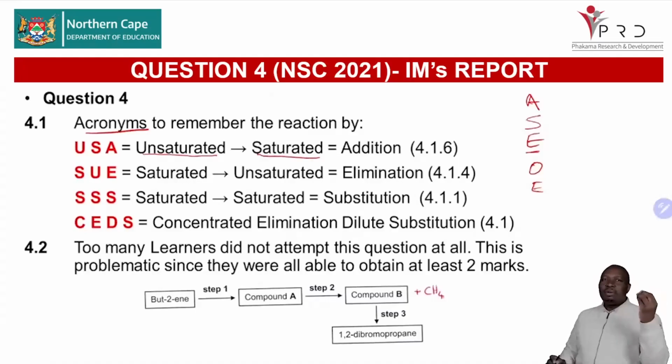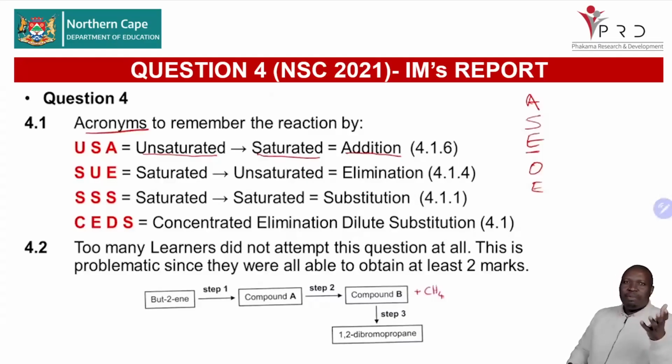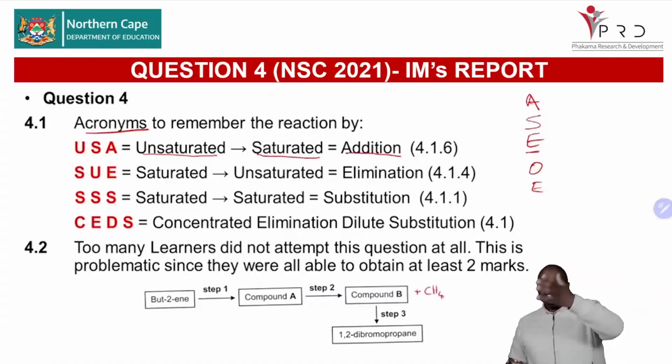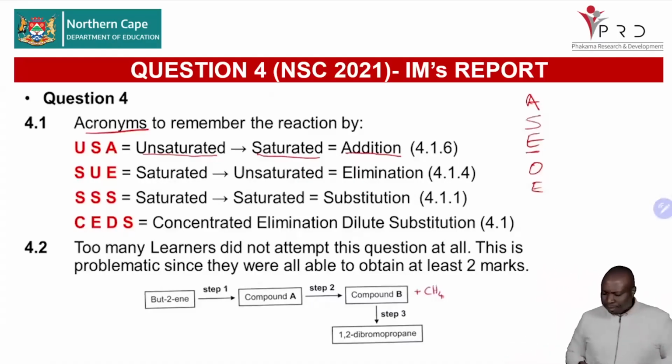So when you're having a double bond becoming a single bond, that reaction is called addition. So when you see a double bond, you know that a double bond can only undergo one reaction in terms of our syllabus, and that reaction is addition, which means USA: unsaturated, which in this case is a double bond, becoming saturated, which is our single bond. The reaction is called addition.